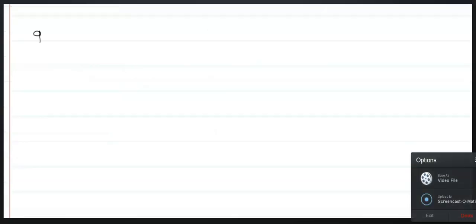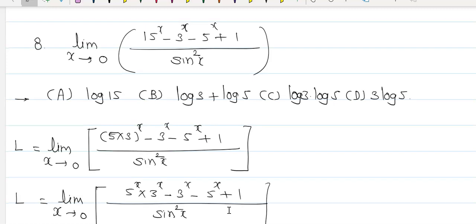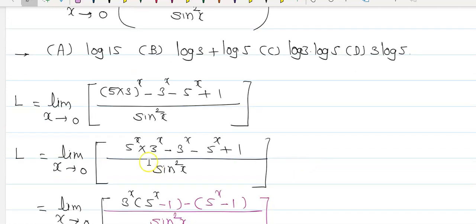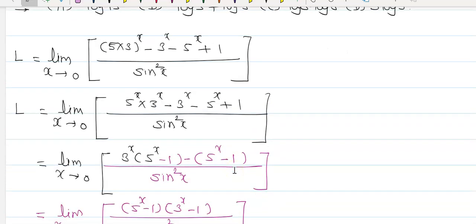Now see this again here. Limit x tends to 0, 15 raised to x minus 3 raised to x minus 5 raised to x plus 1 upon sin square x. Now this 15 can be written as 5 into 3 bracket raised to x. Take the common. 5 raised to x into 3 raised to x minus 3 raised to x minus 5 raised to x plus 1 upon sin square x.